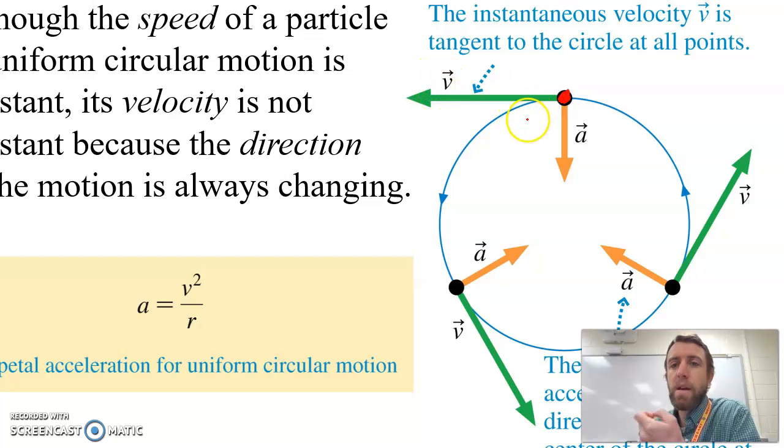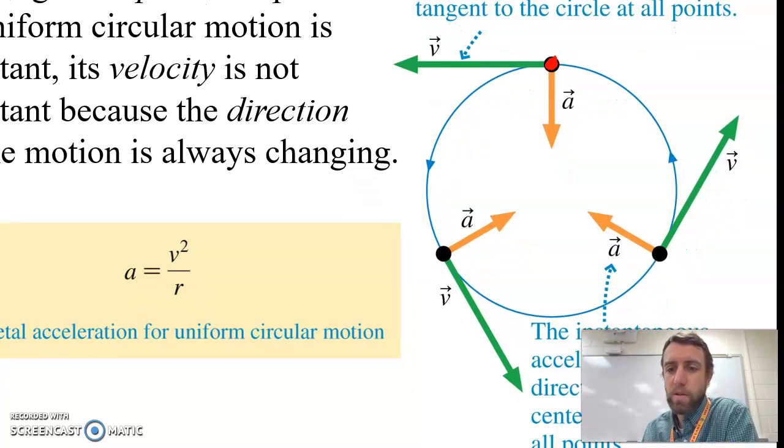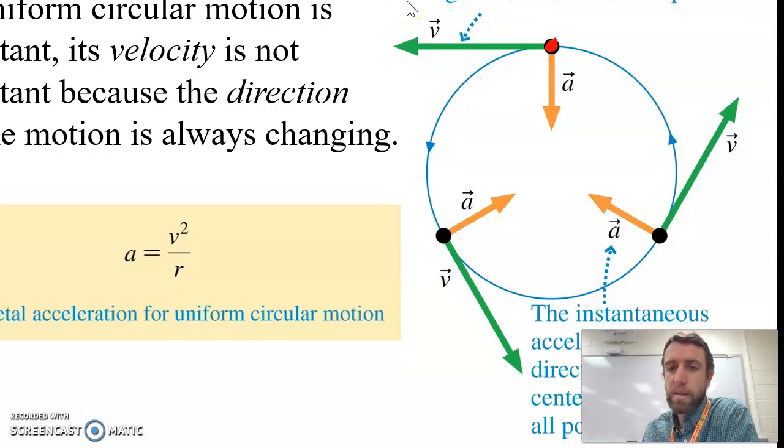So there's the velocity. Now, the acceleration is pointed towards the center of the circle. This might be a little hard to wrap your head around, but this is always the case in uniform circular motion. The instantaneous acceleration at any point is always pointed towards the center of the circle. So make sure you write that down. Make sure you start drilling that into your head because it's very, very important.